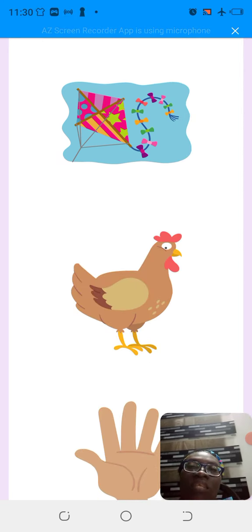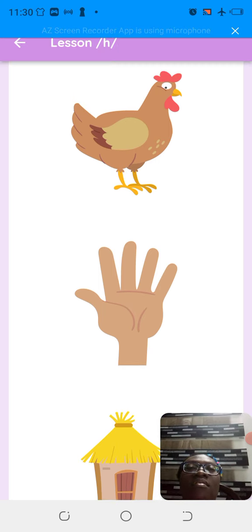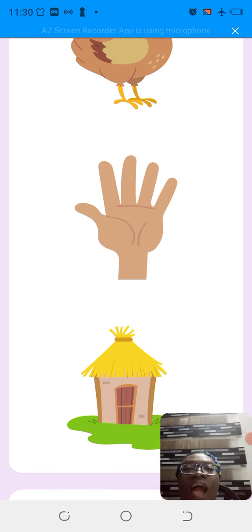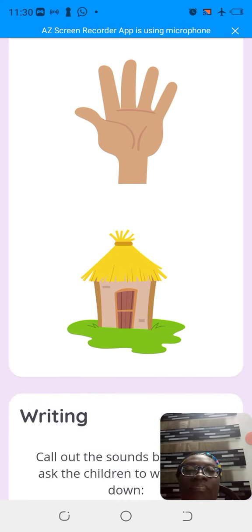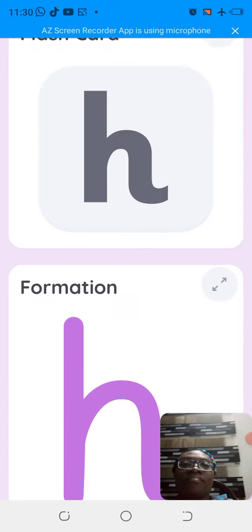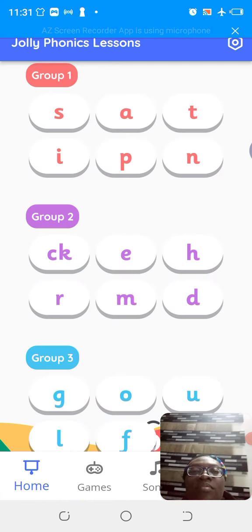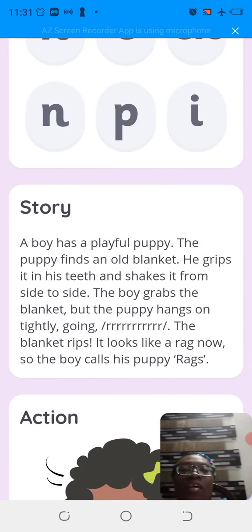Let's see some of the images that have letter H sound. Hen, hand, and heart. Now the next sound. The next sound is the sound that letter R makes.